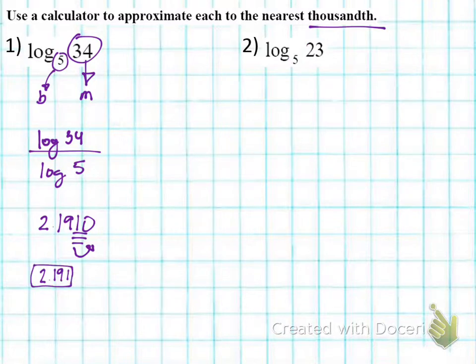Okay, number 2 is similar, right? We got log base 5 of 23. What is this equal to? Well, I know that 5 squared is equal to 25, which is really close to 23. So I am thinking that my answer has to be not 2, but rather like 1.8, 1.9, something like that, okay? So with that in mind, I'm going to start up my work here.